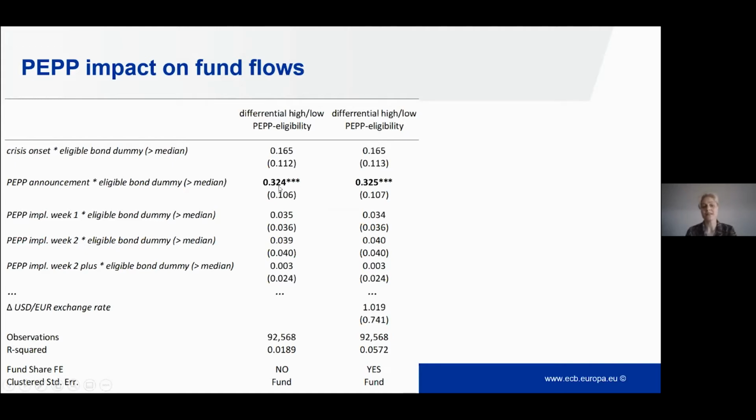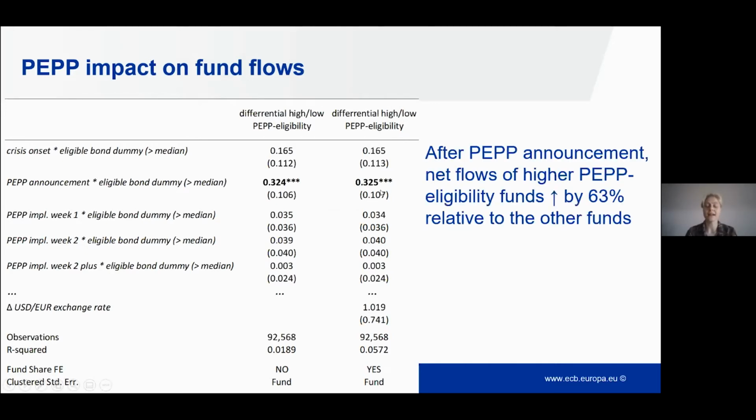And what we see, this is the differential between high and low PEP eligibility group, is that funds with more eligible assets had higher net flows, so they had less outflows compared to the other group of funds. This is whether or not we use controls. And in fact, if you look, as the benchmark, at the outflows in the low eligibility group, then compared to that, net flows of the higher PEP eligibility funds improved by 63% relative to the other funds after PEP announcement. So there was a large increase in the net flows for funds that have more PEP eligible assets compared to the other group.